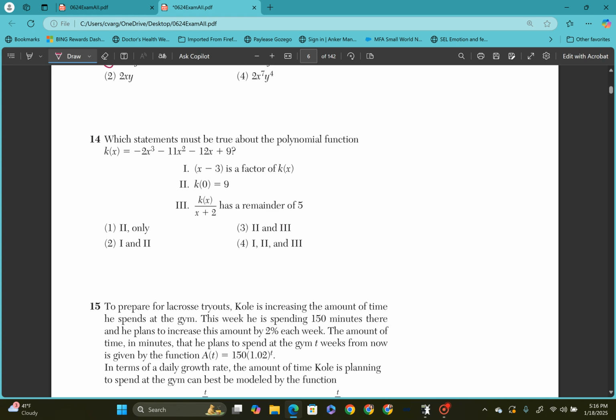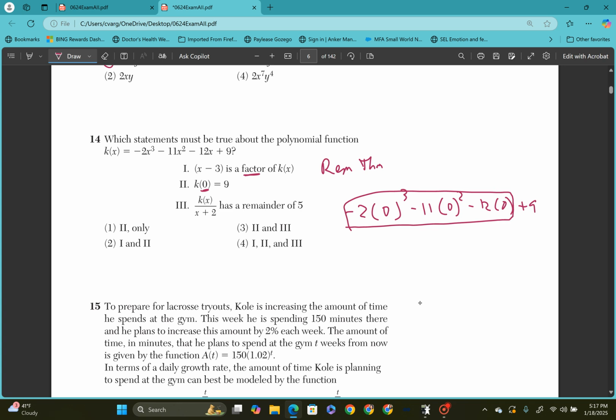Question number 14. Which statements must be true? As soon as you see "is a factor," you should think of remainder theorem. So let's remember what remainder theorem is. We can take the second choice right here, right? We can plug in 0 and store it in for x. So negative 2 times 0 to the third, minus 11 times 0 squared, minus 12 times 0, plus 9. All of this part is going to give me 0, because 0 to any power times negative 2 is still 0. So this is really 0 plus 9, which is equal to 9.